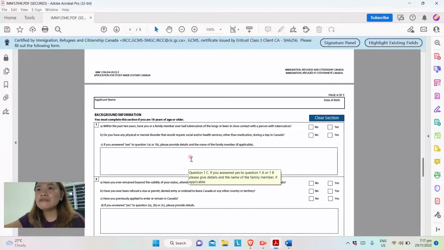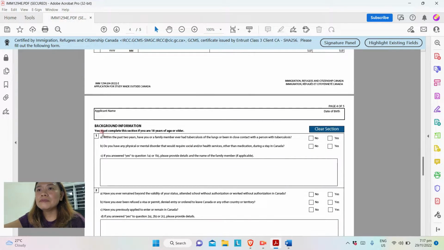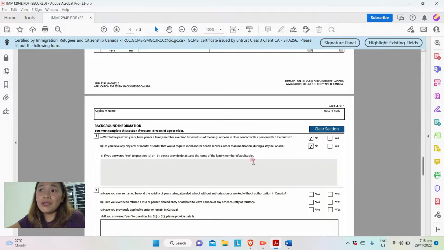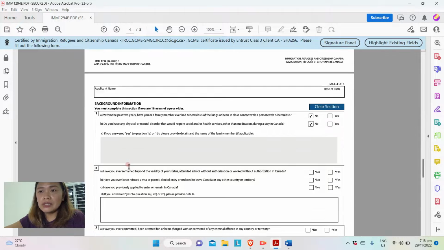Okay, so for background information, you must complete this if you're 18 years or older. So for the kids, I didn't do this part for them. Okay, so for the past 2 years, have you or a family member had TB of the lungs, been in close contact with a person with tuberculosis? No. Do you have any physical or mental disorder? No. So if you answered yes, then you have to provide details here in the box.